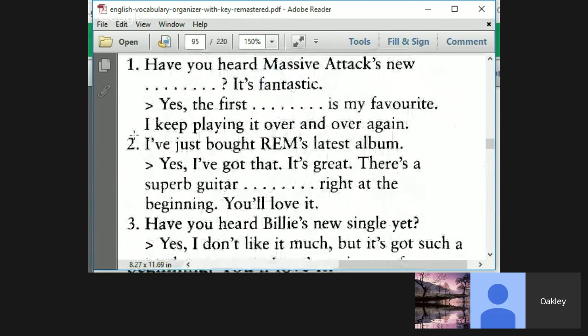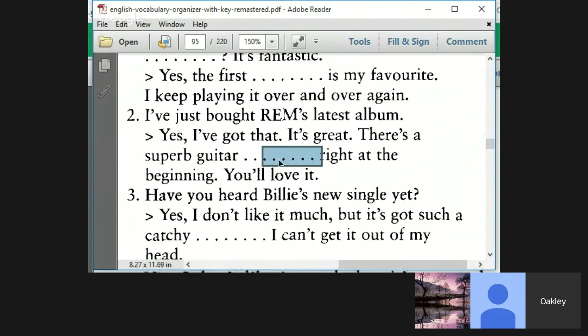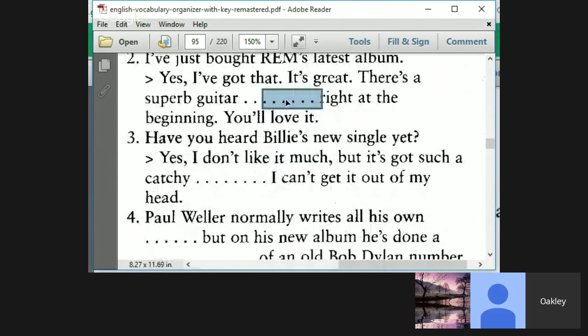There's no rule there. Number two, Rodrigo. I just bought R.E.M.'s latest album. Yes, I've got that. It's great. There is a super guitar solo right at the beginning, you'll love it. If you go in for that. That's it, yeah. Guitar solo, drum solo, whatever. All right, that's it. Sam, number three.